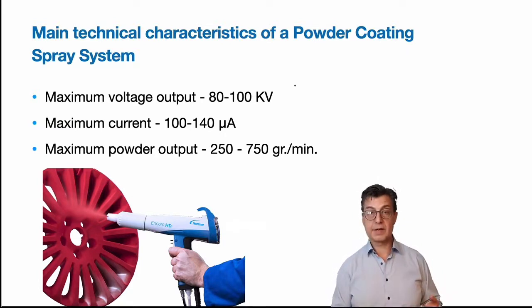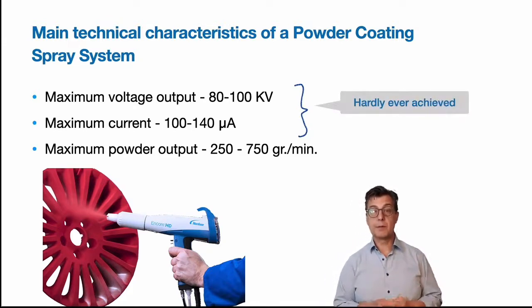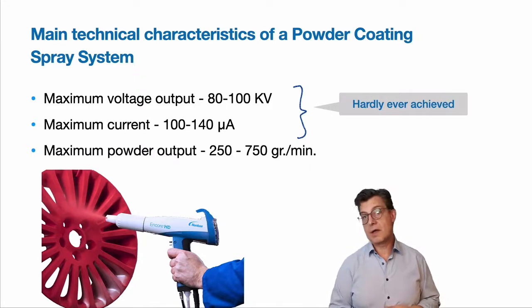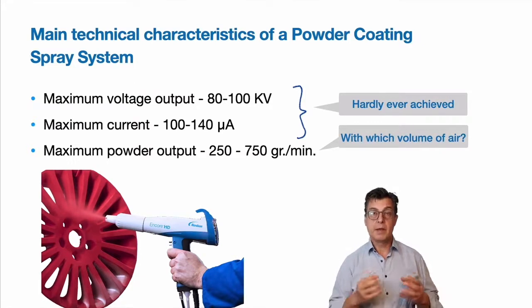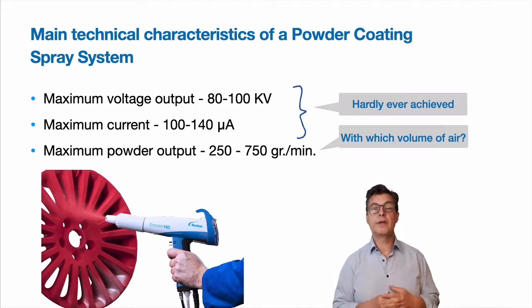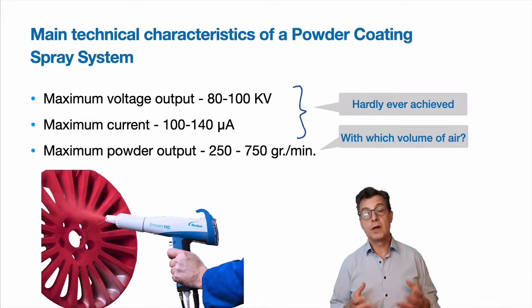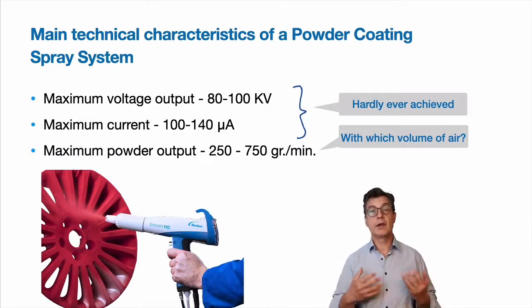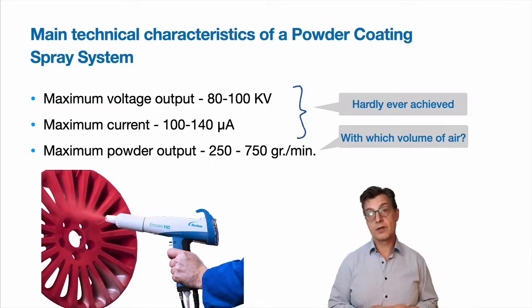The interesting thing is that the electrostatic parameters, the maximum voltage and the maximum current, are actually hardly ever achieved. And the maximum powder output is a function of the pump. But what is important here is with which air volume this powder output is achieved. The volume of air defines the spray powder velocity, which in turn has the most profound effect on the application efficiency and on the ease of coating of complex product geometries and what are called Faraday cage areas.